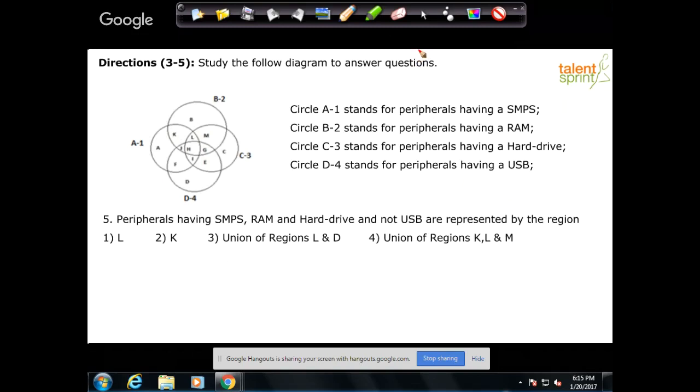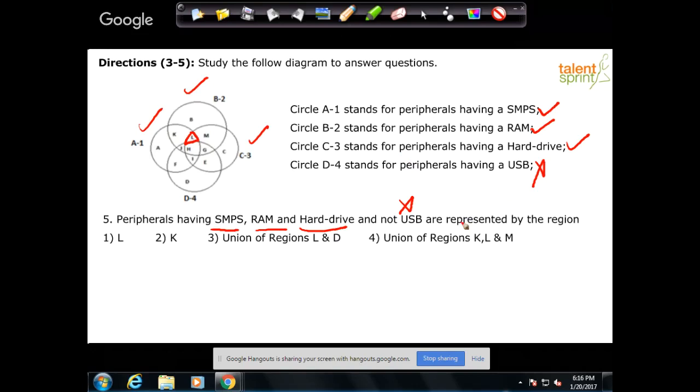Let's look at the fifth question now, boys and girls. Peripherals that include SMPS, RAM, hard drive, but not USB. So it has to have A, B, C, but not D. If we see, there is one small area that represents A, B, C, but not D. If you look carefully, this, boys and girls, is the area that represents A, B, C, and not D.